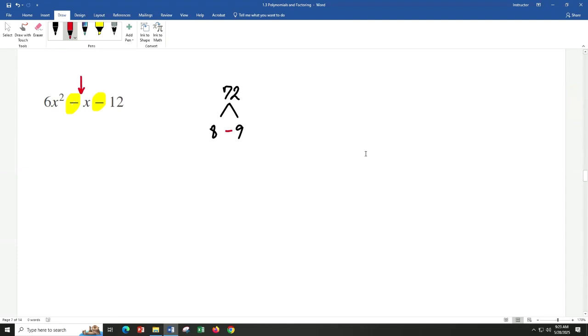You've got a coefficient of 6. That means you can't just plug everything back in, like we just did with that pretty coefficient of 1. We've got to come back in here and rewrite this, and we're going to be factoring by grouping now. So I'm going to have 6x squared minus 8x minus 9x minus 12. Once again, I'm factoring by grouping.